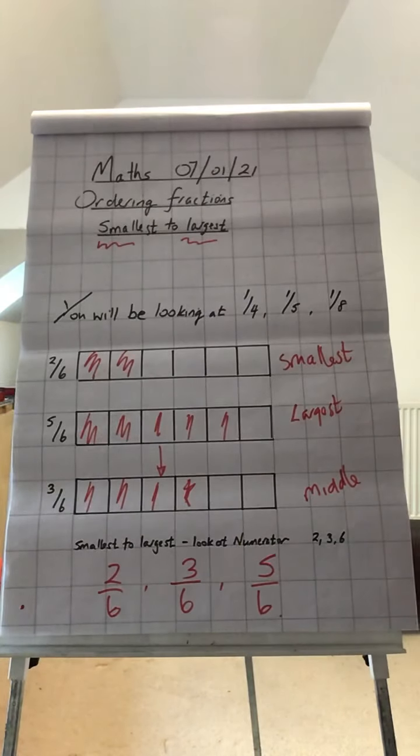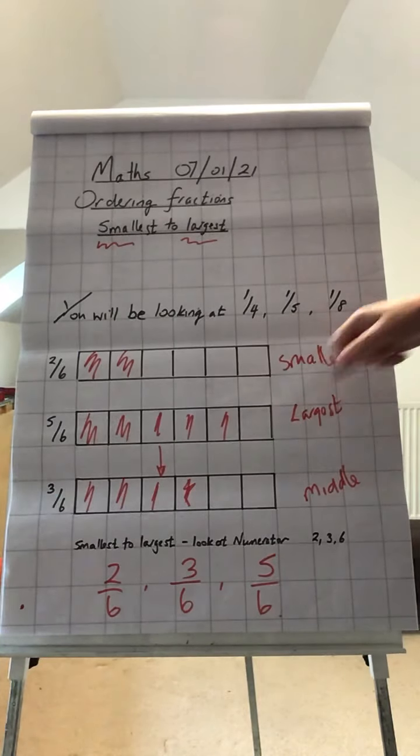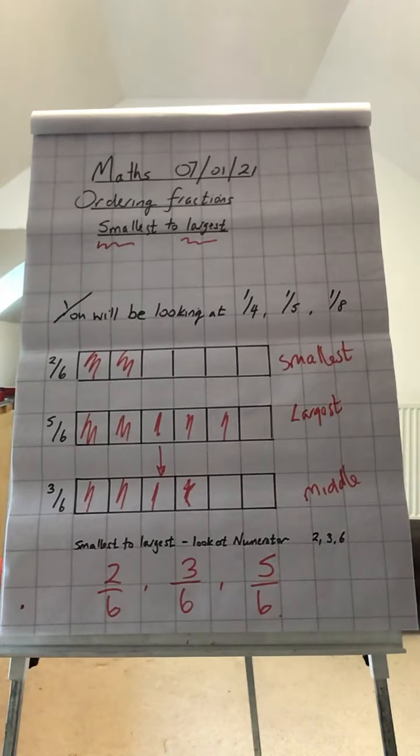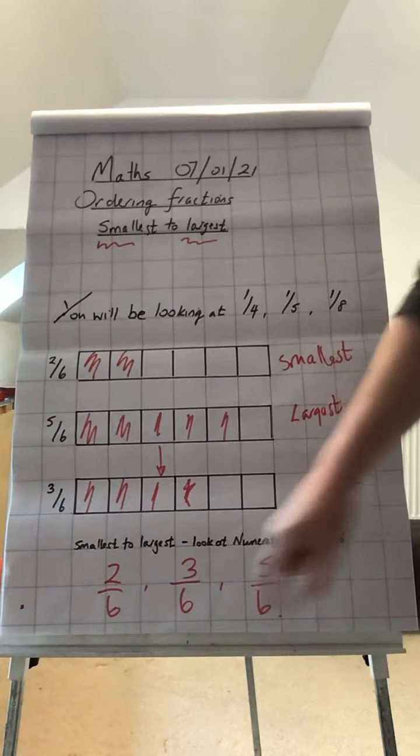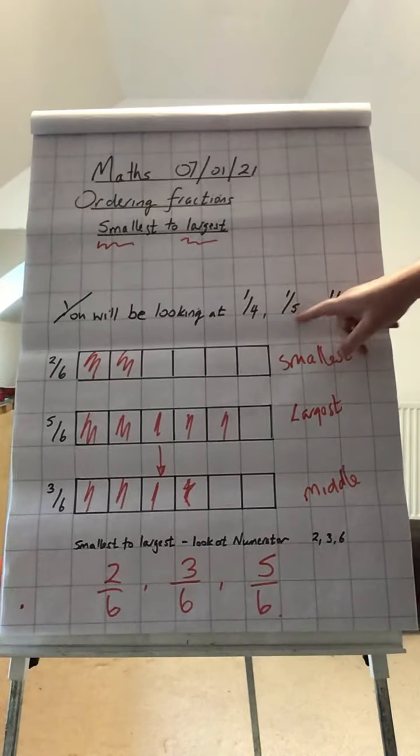If you use this as an example, you can't go wrong. But if you're really thinking about how you can use the most efficient way, hint, look at the numerator. It might tell you which is the smallest, which is the largest, and which might come in the middle. I believe you have 3 fractions per family to work out. So you will have a smallest, a largest, and one that fits in the middle. Again, you're going to be looking at quarters, fifths, and eighths.